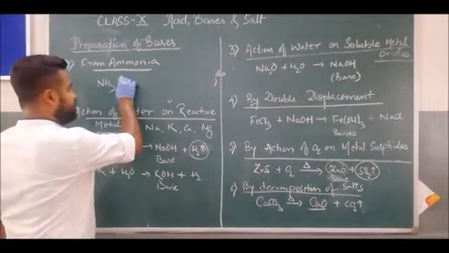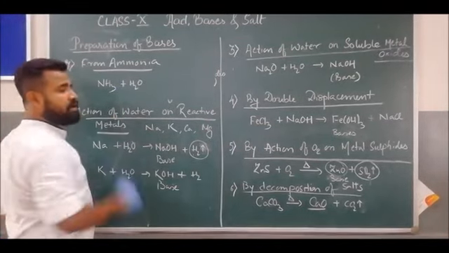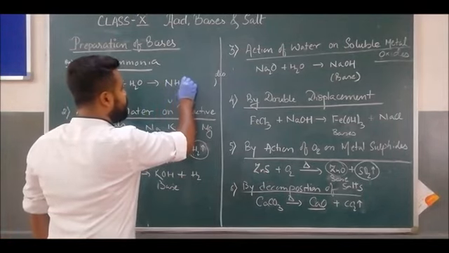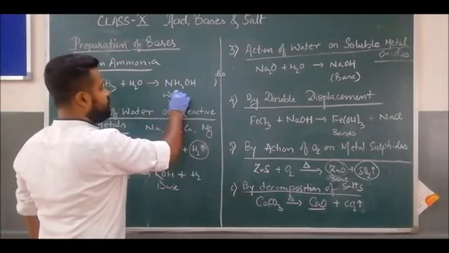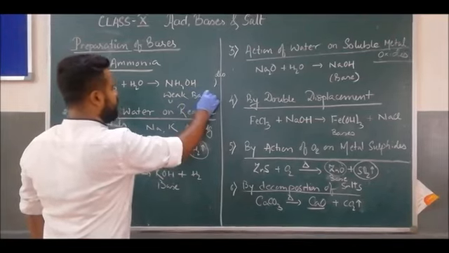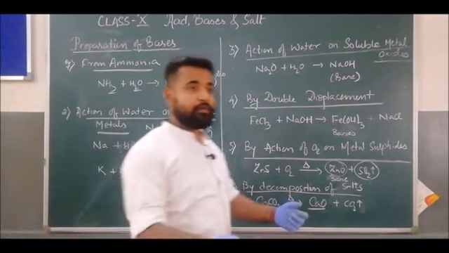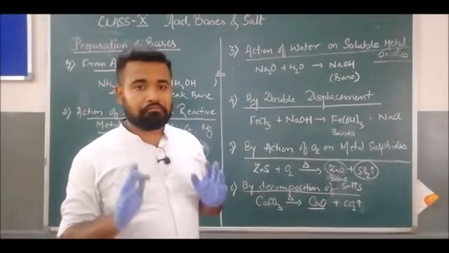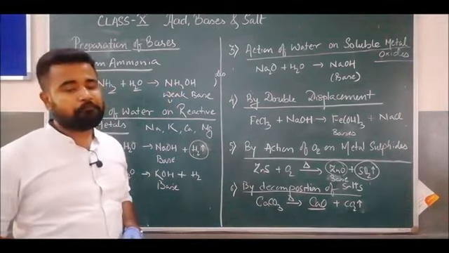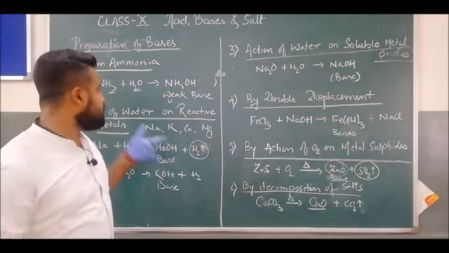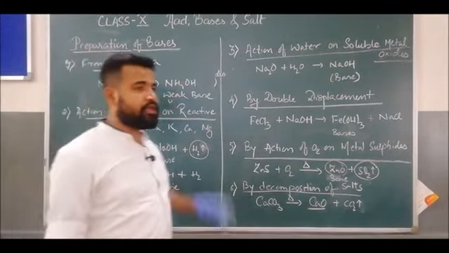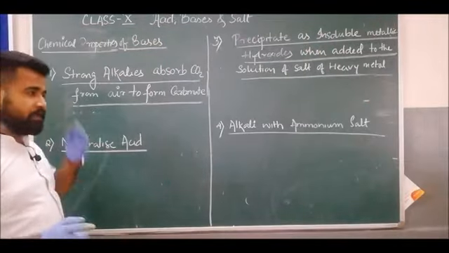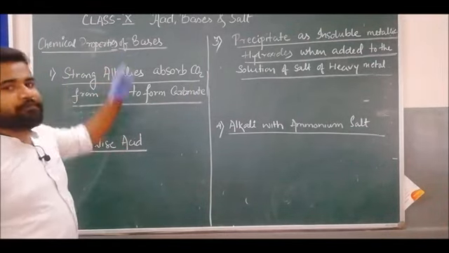So we can say that when it reacts with water, it gives a base, that is ammonium hydroxide, which is a weak base. So generally when ammonia reacts with water, it gives ammonium hydroxide, which is a weak base. That's why this is the seventh method for the preparation of base. So now the next topic is chemical properties of bases.